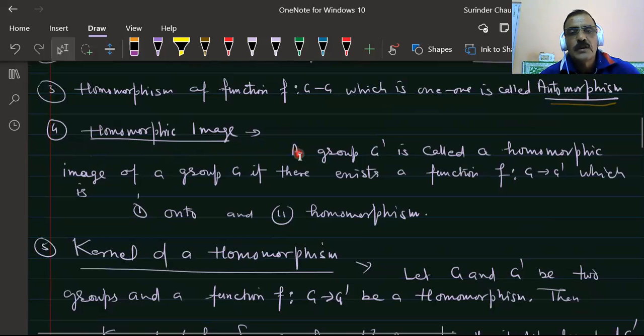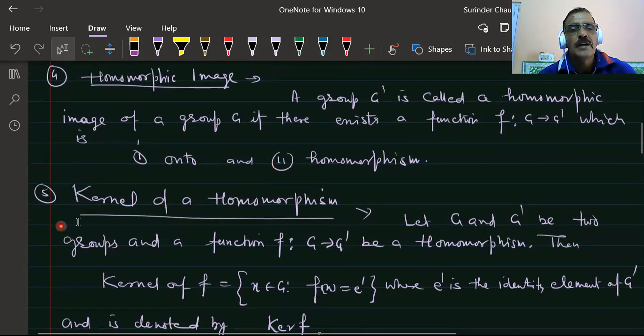Homomorphic groups. A group G dash is called a homomorphic image of a group G if there exists a mapping f from G to G dash which is onto as well as homomorphic. Then G dash is called a homomorphic image of G. Now we have studied the types of homomorphism.